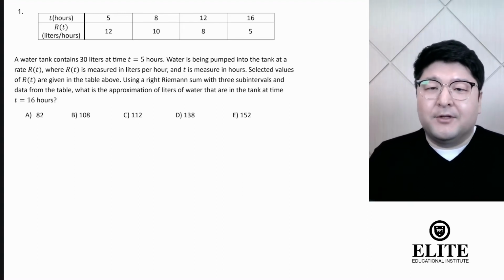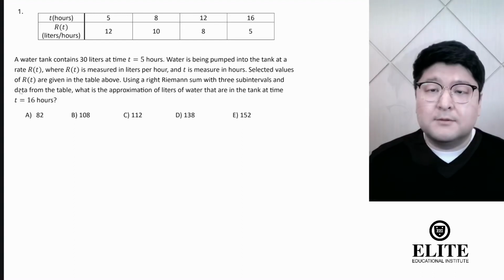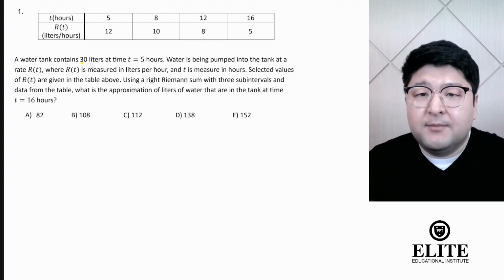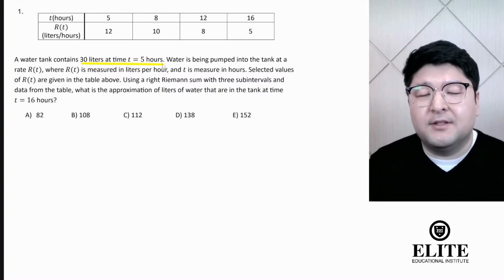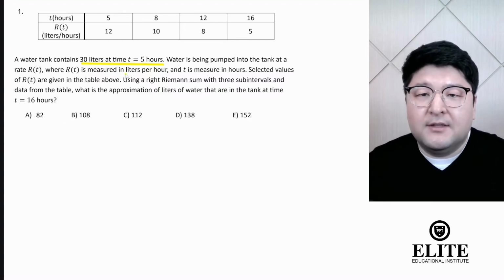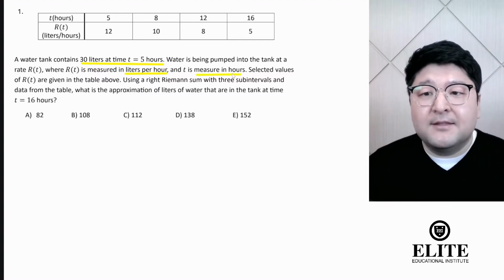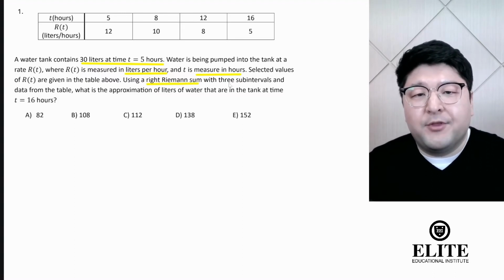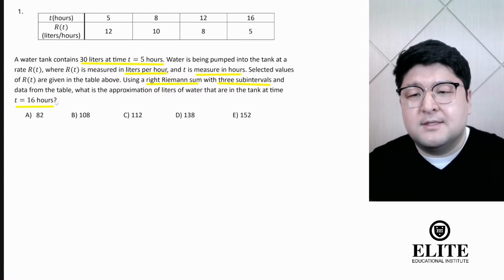Today, I brought a couple AP calculus questions that I want to go over with you guys. So here we go. Question number 1 says a water tank contains 30 liters at time t equals 5 hours. Water is being pumped into the tank at a rate R of t, where R of t is measured in liters per hour, and t is of course measured in hours. Selected values of R of t are given in the table above. Using a right Riemann sum with 3 subintervals and data from the table, what is the approximation of liters of water that are in the tank at time t equals 16 hours?